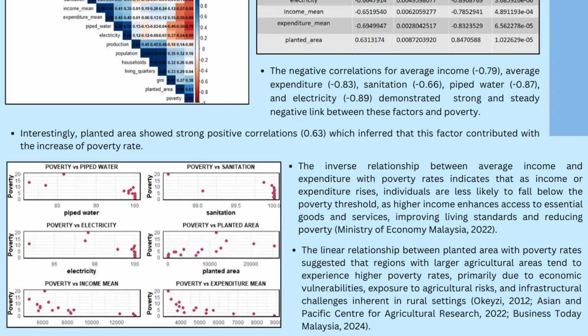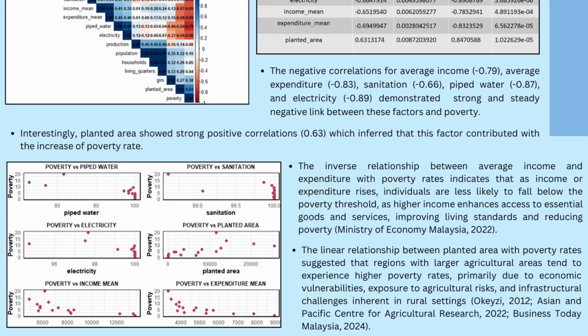This is because higher income allows individuals to afford basic necessities such as food, healthcare, and education, which ultimately improve living standards and reduce the poverty rate. Interestingly, we can observe a positive correlation between the planted area and poverty rates.